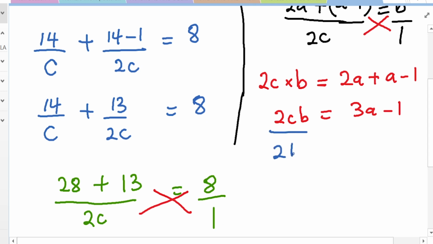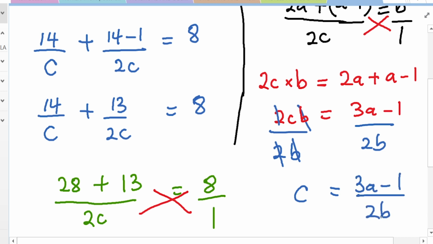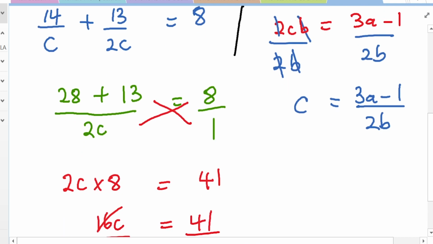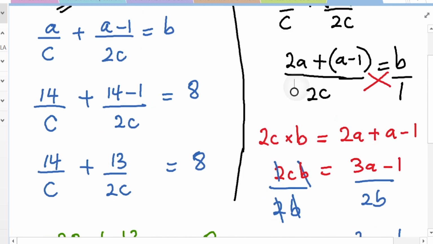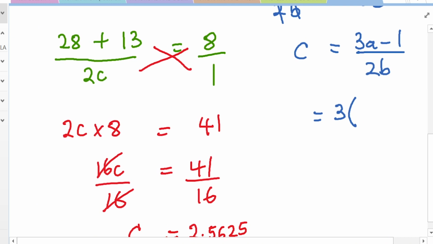by 2B, so that the 2 and that 2 go, that B and that B go, and we remain with our value of C as 3A minus 1 over 2B. So after making C the subject of the formula, you can go ahead and substitute accordingly. So this becomes 3 times A. According to our question, our value of A is 14, so it becomes 3 times 14 minus 1, divide that by 2 times our value of B.